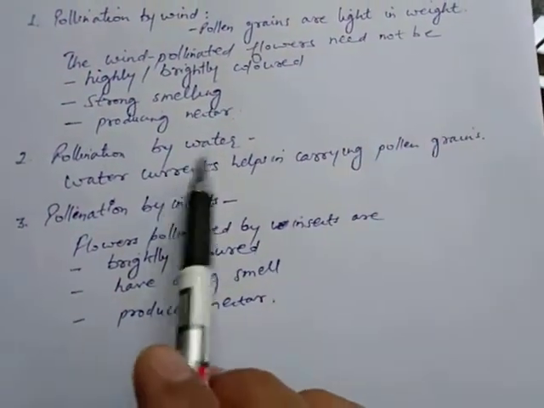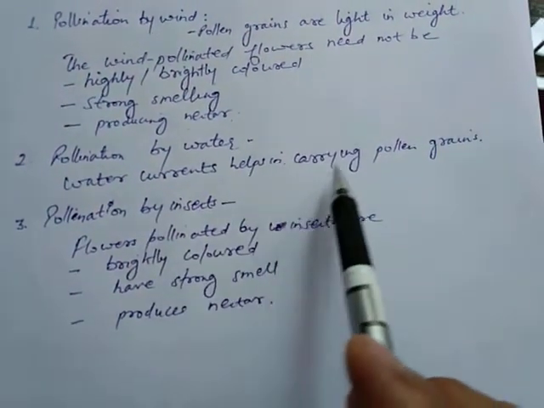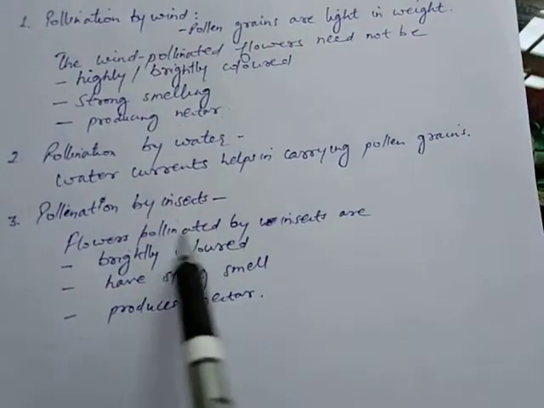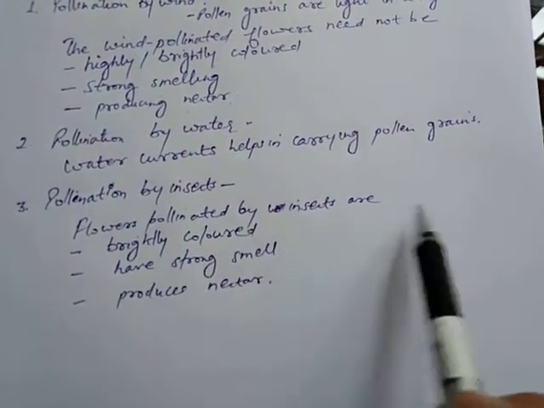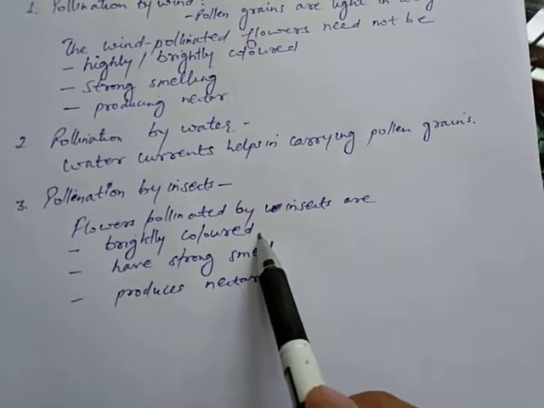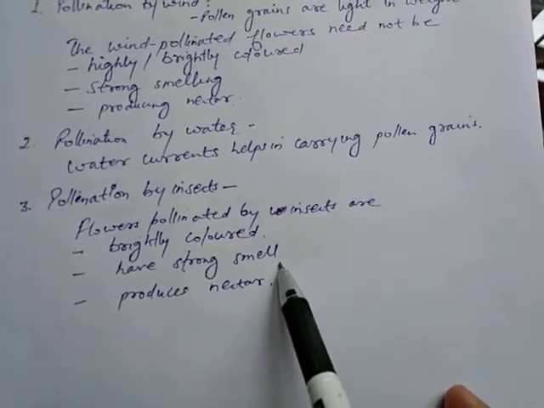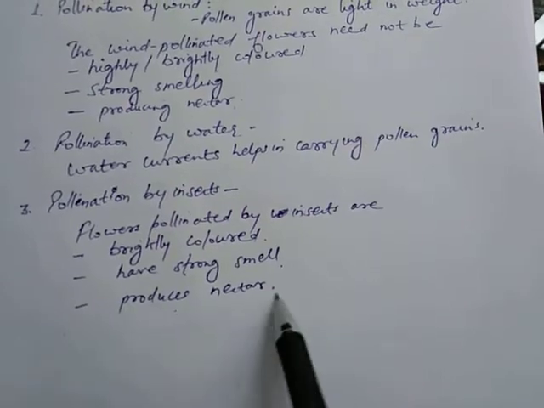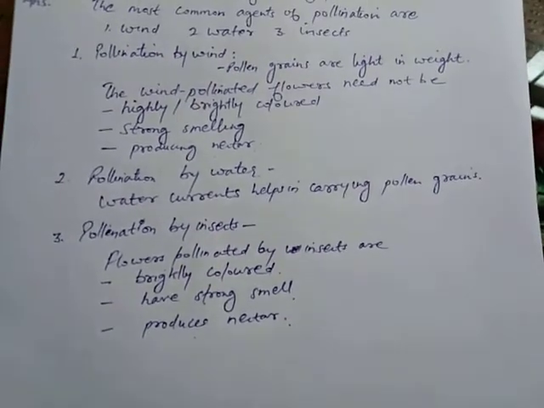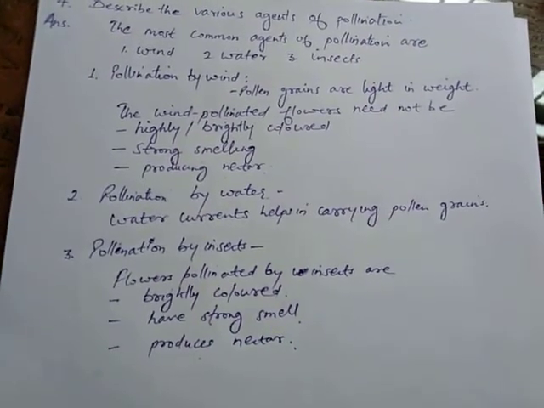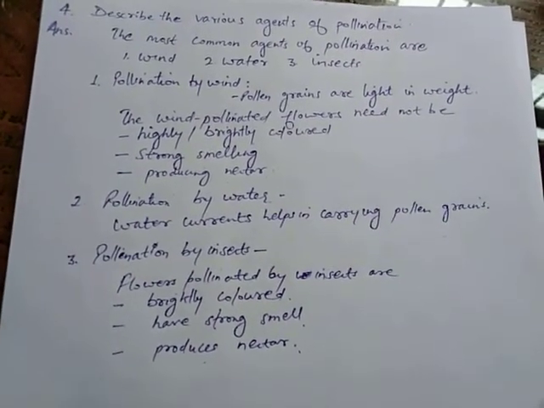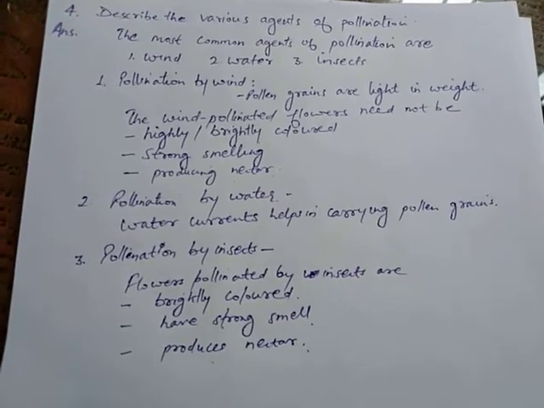In pollination by water, water currents help in carrying pollen grains. In pollination by insects, flowers pollinated by insects are brightly colored, have a strong smell, and produce nectar. So students, with this the revision of the first chapter is over, and in the next lecture we will revise chapter 3.